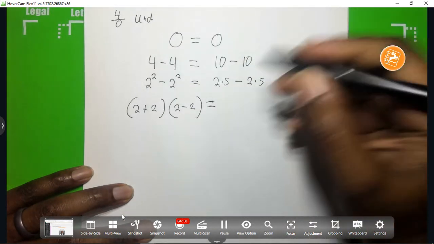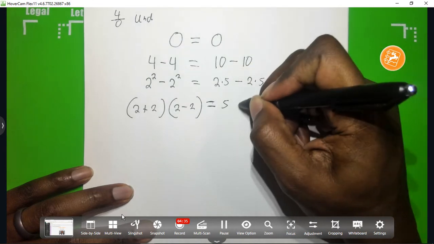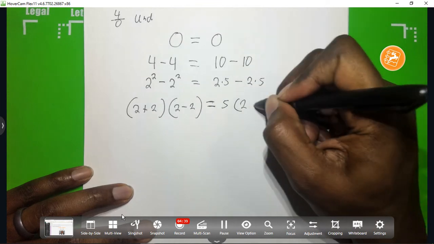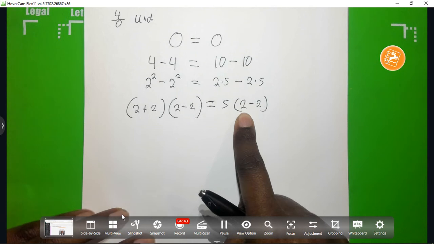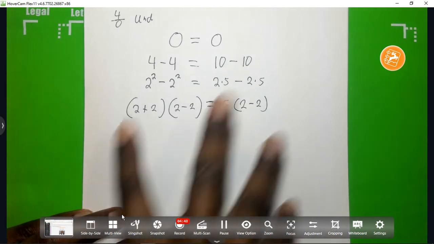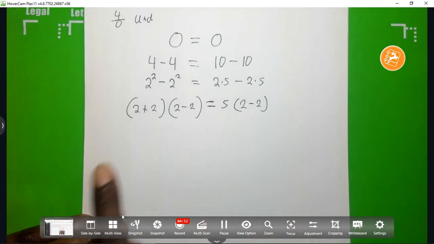Over here, I'm going to factor out a 5. They both have a 5 in there. I'm going to pull that 5 out. And then in parentheses, I'm going to leave the 2, and then the minus, and then the 2. And again, you can check to see that this equals 0. 2 minus 2 is 0, times 5 is 0. So everything is still 0 on both sides. Now, notice what we have on both sides.